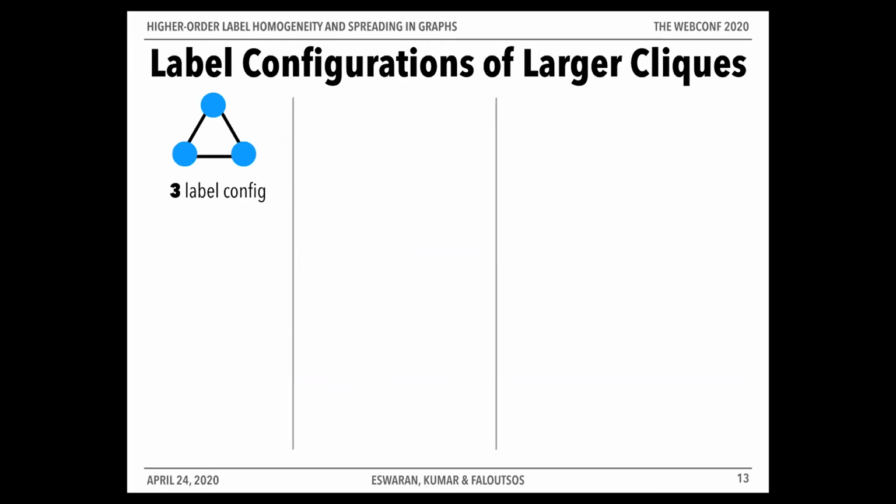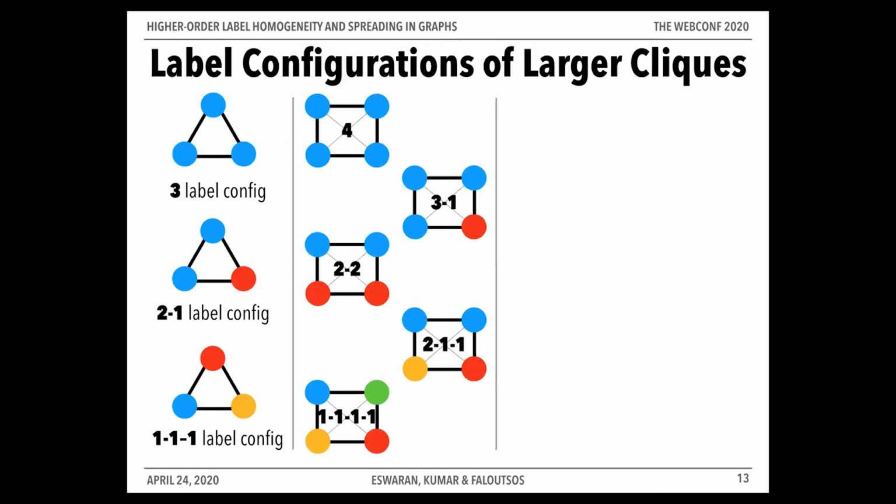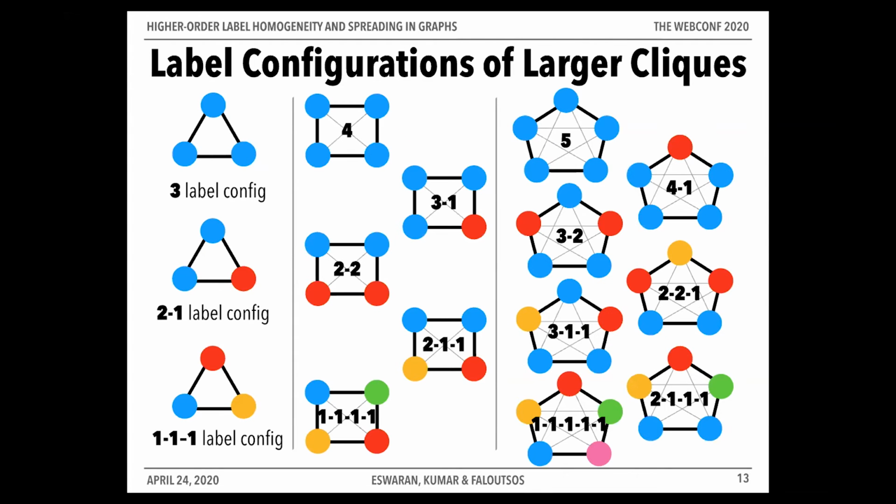For instance, for triangles, we have 3 label configurations: one where all of them have the same label, another where 2 vertices have the same label and one has a different label, another where all the vertices have different labels. For 4-cliques, we have 5 label configurations, and for 5-cliques, we have 7 label configurations. We'll now see what the distribution over these label configurations looks like. Note that the labels themselves are exchangeable. As long as it is a 3 label configuration, it doesn't matter whether all of them are blue or all of them are red.